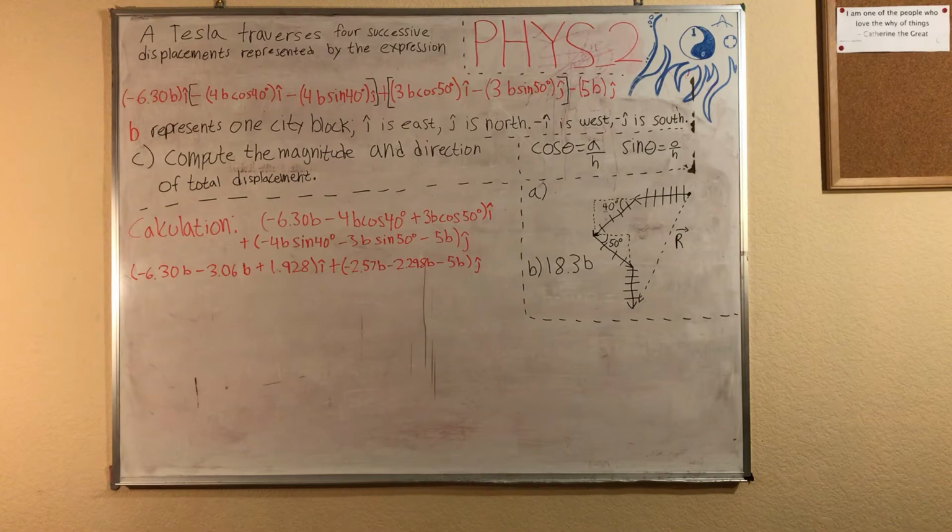Now combining the i hat terms and j hat terms to get negative 7.432 blocks i hat plus negative 9.868 blocks j hat. This is the vector component form, so now let's find the magnitude and direction. Remembering the vector resultant is equal to the square root of our i hat term squared plus j hat term squared.